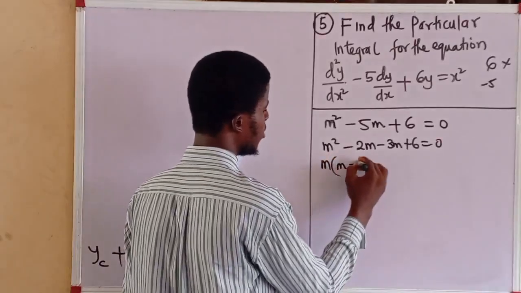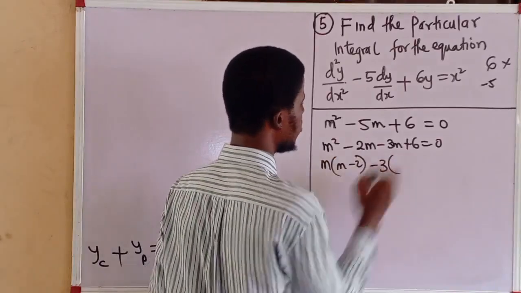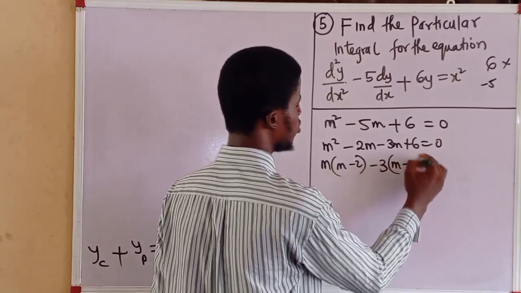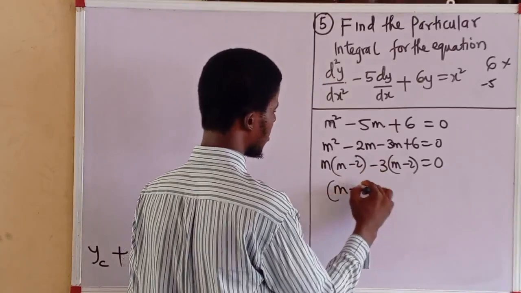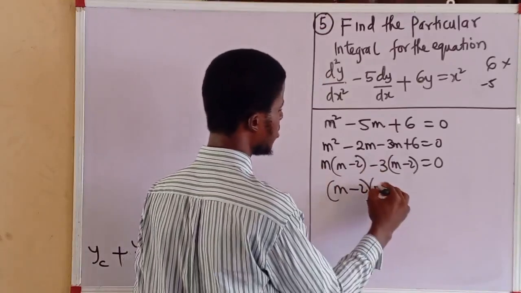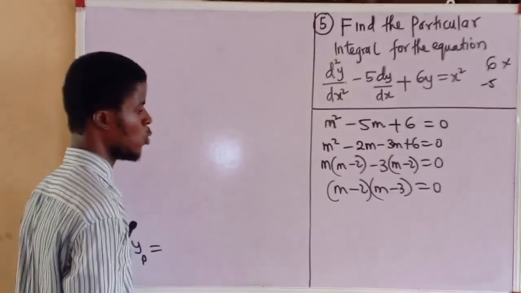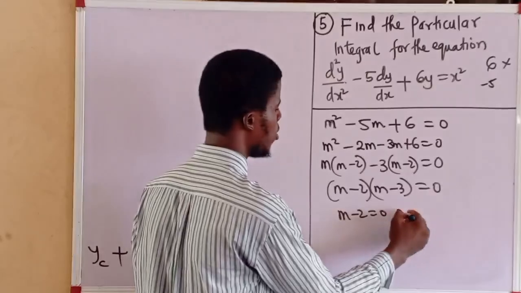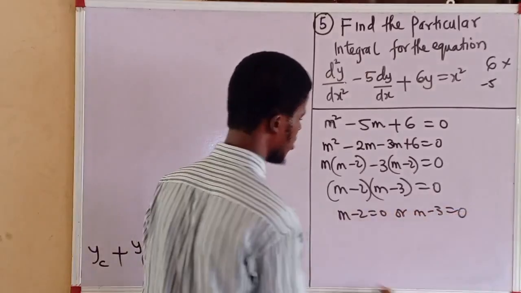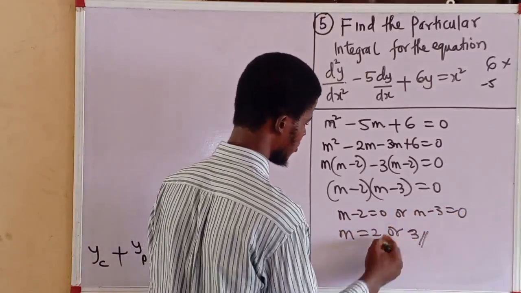So we have m minus 2. For this last two, minus 3 is common. I'll have m minus 2 also. So the brackets are the same. Then m minus 3 equal to 0. So it means that m minus 2 equal to 0 or m minus 3 equal to 0. M is equal to 2 or 3.